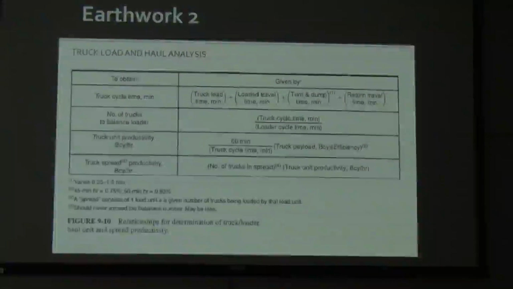Another table includes the truck load and haul analysis, the cycle time, the number of trucks to balance the loader, the truck unit productivity in bank cubic yards per hour, and the truck spread productivity in bank cubic yards per hour. Relationships for determining truck loader, haul unit, and spread productivity. If you look at the cycle times, it's the truck load time in minutes, plus the loader travel time in minutes, plus the turn and dump time in minutes, plus the return travel time. Again, from point A back to point A.